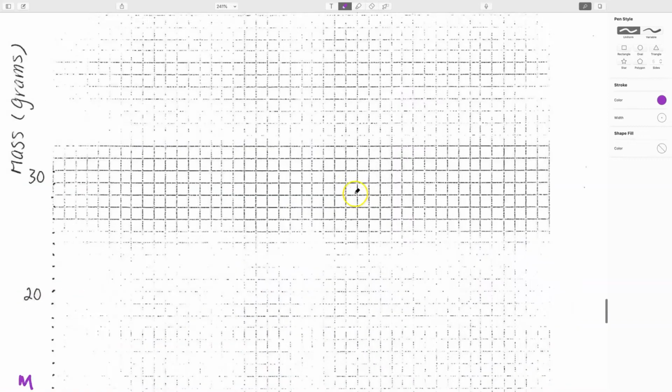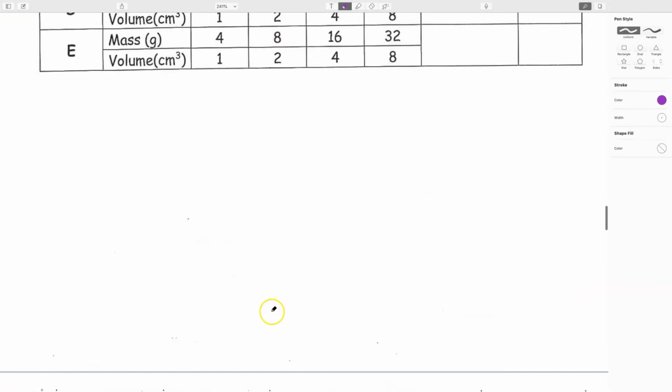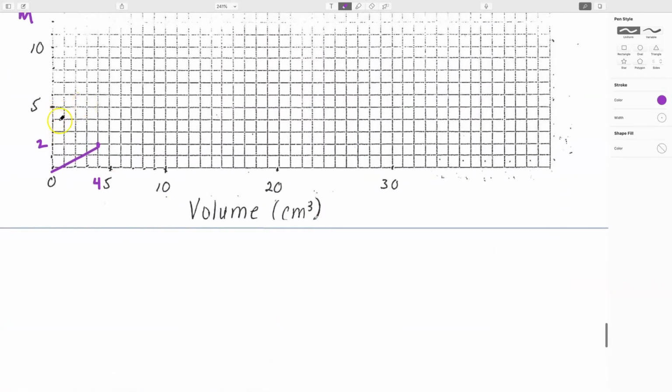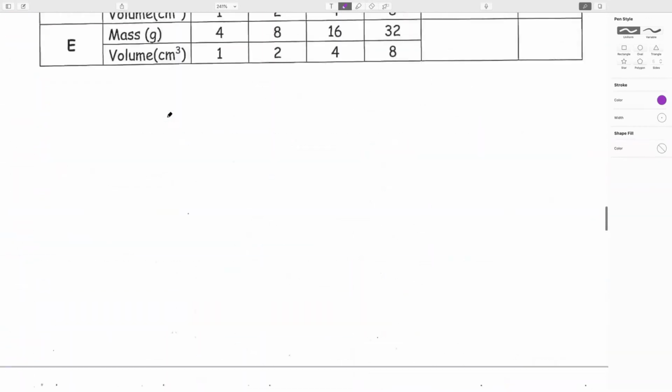And then if I go back to my data, the next thing said plot 4 and 8. So if I plot 4 and 8, a mass of 4 and a volume of 8 would end up coming out as your second dot here. And again, connect. And then you go back and you're like, okay, got that.